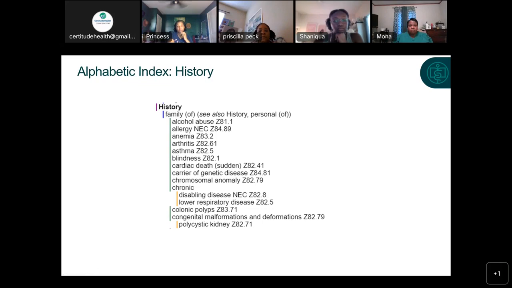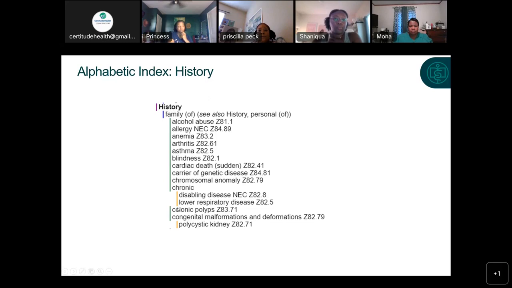Any questions on the layout of the alphabetic index as far as recognizing your main terms, your indented terms, or further indented terms? Any questions there?